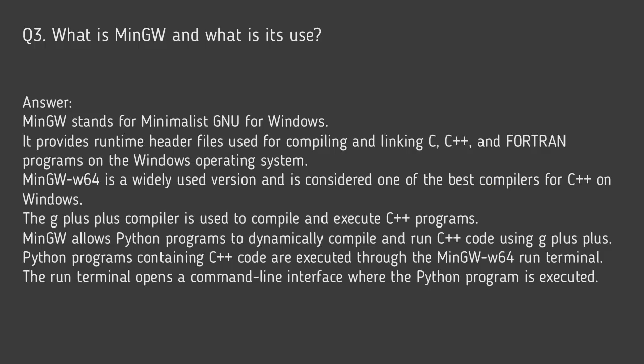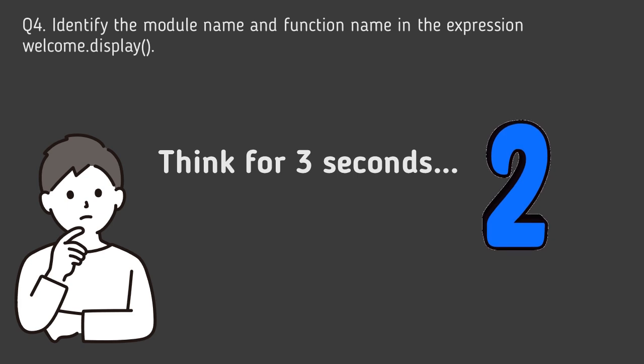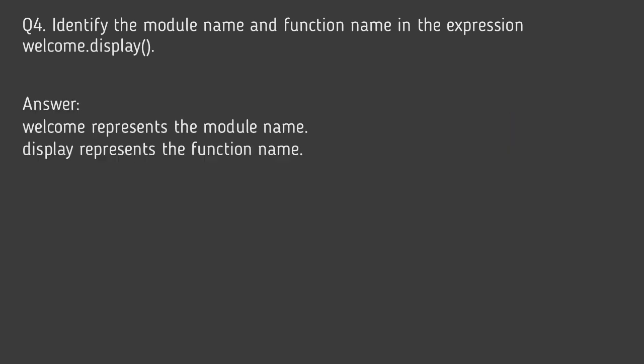MinGW is a Windows compiler environment used to compile C, C++, and Fortran programs. Using G++, it also allows Python programs to compile and run C++ code dynamically. In the expression welcome.display, welcome refers to the module name and display refers to the function being called from that module.